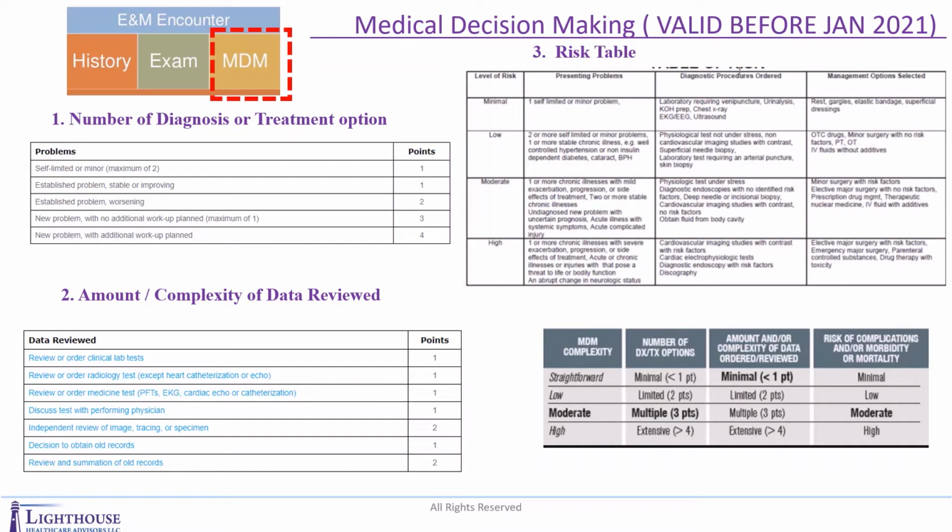The third table is the table of risk. There are 3 columns under the risk table. The first column is for the type of conditions or diseases that the patient has. The second column is what procedures are ordered to diagnose or treat the respective diseases, and the last column describes what management options are done to care for the disease. Based on these tables, MDM can be classified as straightforward, low complexity, moderate complexity or high complexity.